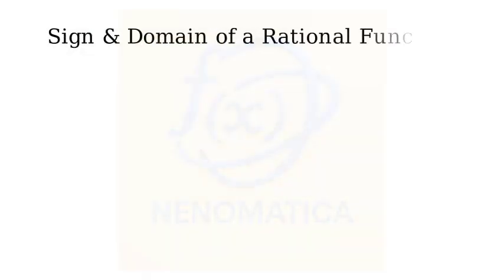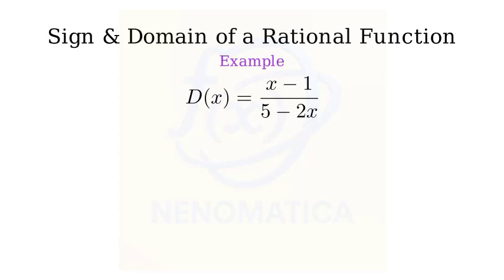Example, we will analyze the sign and domain of the rational expression D equals (x minus 1) over (5 minus 2x). Write the expression clearly. Our goal is to find where it is positive, negative, or 0, and to identify excluded x values. Step 1. Find the critical x values.